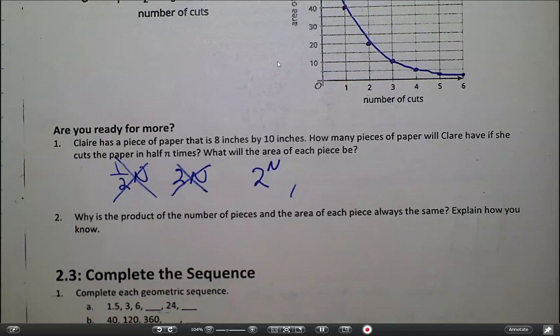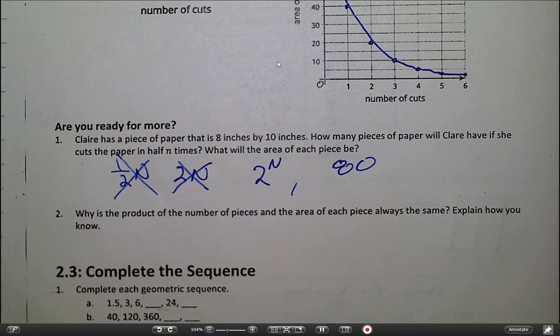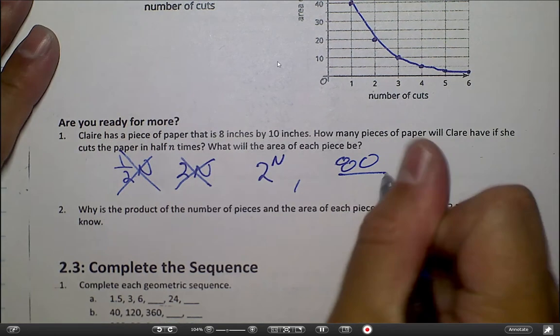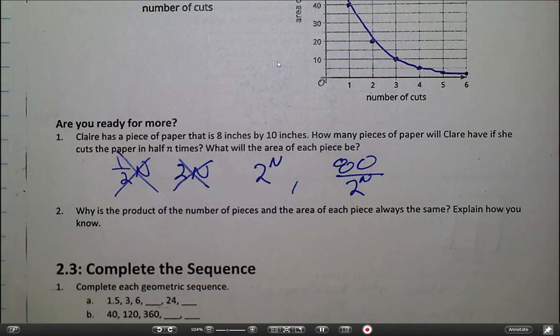What's my starting value? 80, right? So I would start with 80. Is it getting bigger or smaller? Smaller. So what should I do? Divide. So I'm going to divide. It's going down by how much? Half, right? So watch this. By half to the n.